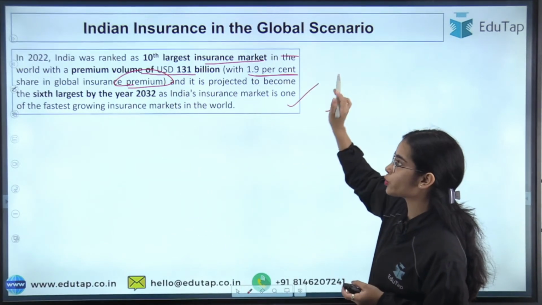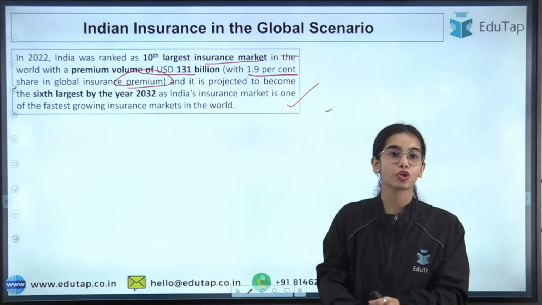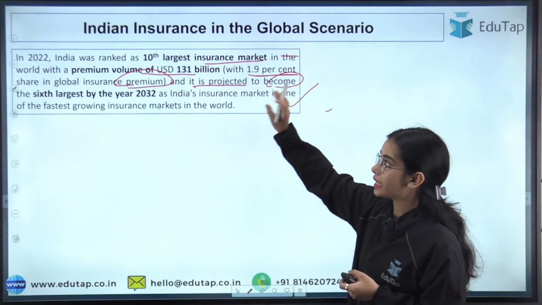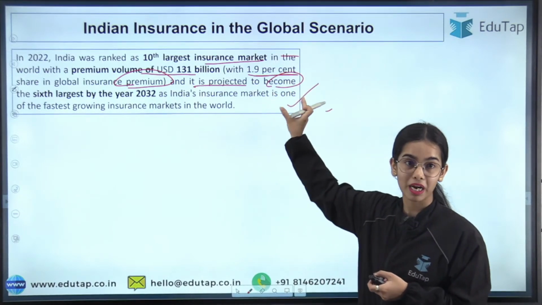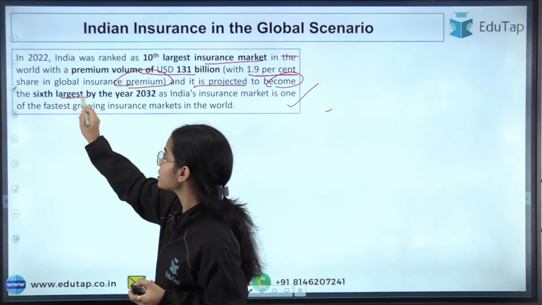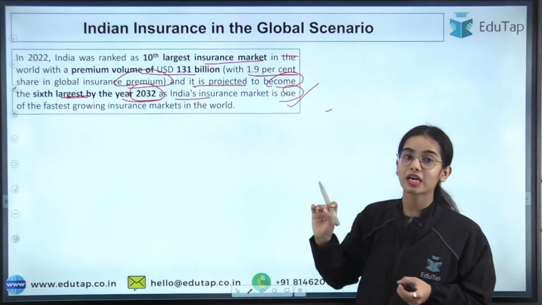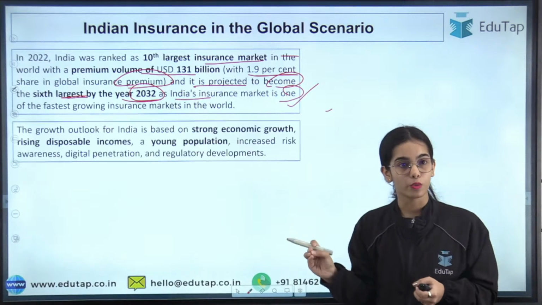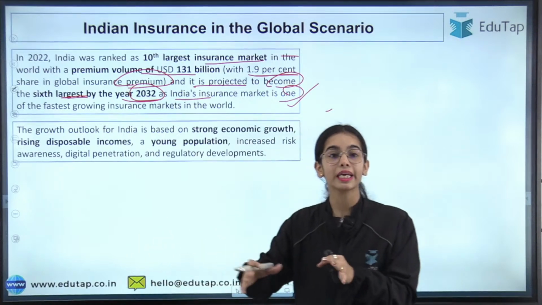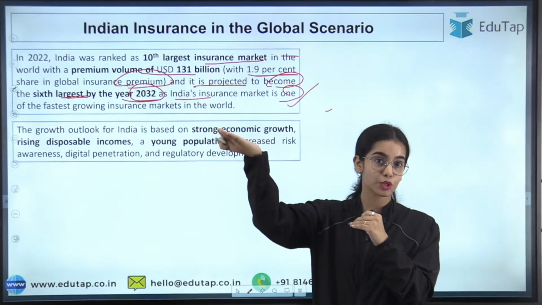Now these data points you can use in your answer writing on the development of the insurance sector in the country, or the insurance penetration we will discuss. Okay, India was ranked 10th largest insurance market, and it is projected that India will become the 6th largest insurance market by the year 2032, as India's insurance market is one of the fastest growing insurance markets in the world. Okay, now why is India's insurance market such a fast growing market, and how are we going to go from the 10th largest to the 6th largest insurance market?